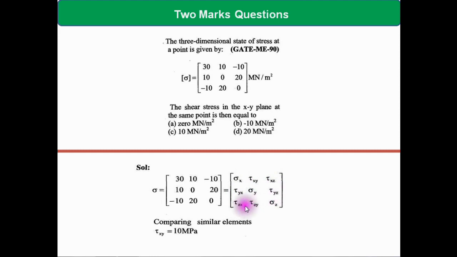Hence we need a total of 6 parameters to represent the stress tensor sigma. Here we have to calculate the shear stress on the xy plane, that is tau xy. Comparing with the matrix here, tau xy is equal to 10 megapascal. Answer is C.